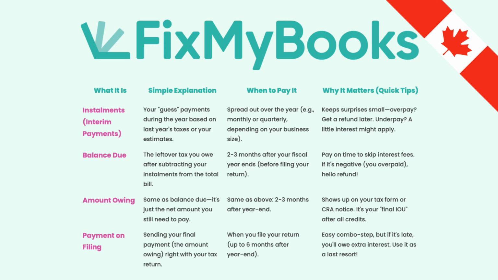So what does that mean? So the corporate tax return is actually due 6 months after your year end, but the money that you owe is due 2 to 3 months after your year end. So the amount or the money is owing before you file your tax return. So that's when you'll use the balance due. So when do people use this? Exactly the situation.